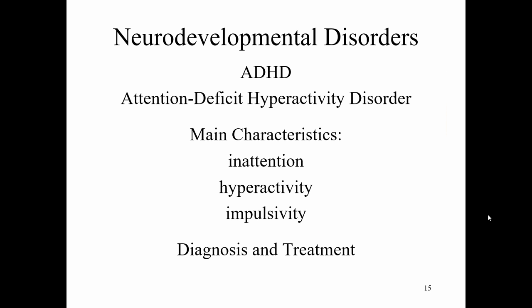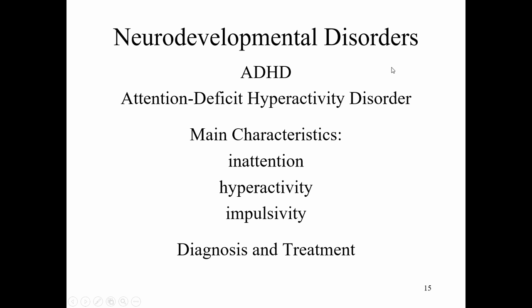So let's get into a few specific disorders. Some of the rest of them will be in part 2 and 3. The first would be neurodevelopmental disorders. This is a new category in DSM-5. So what are they looking at?